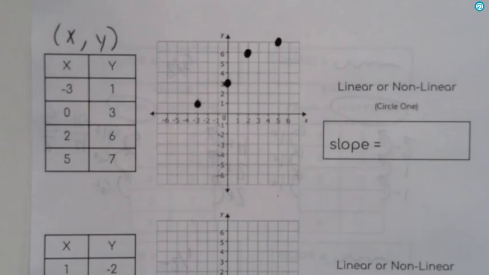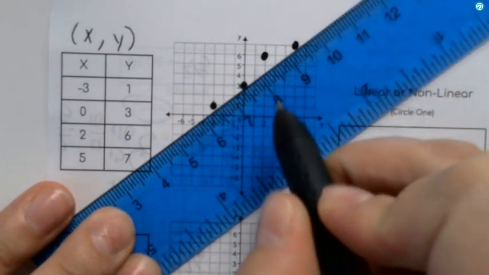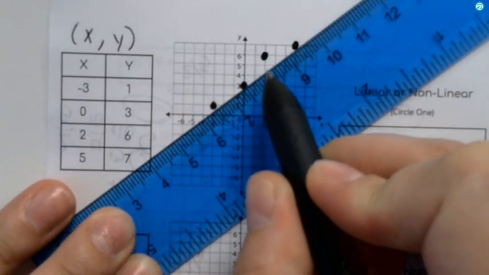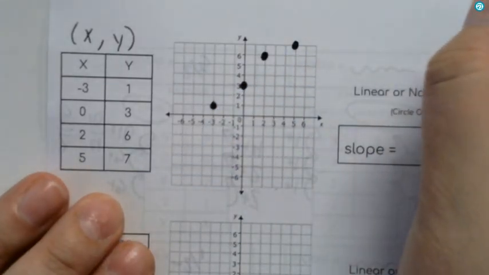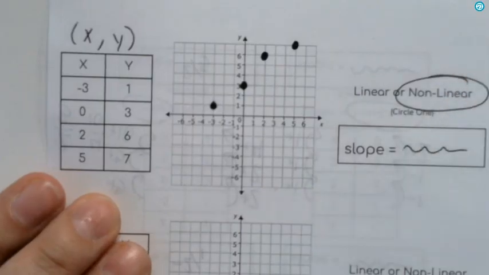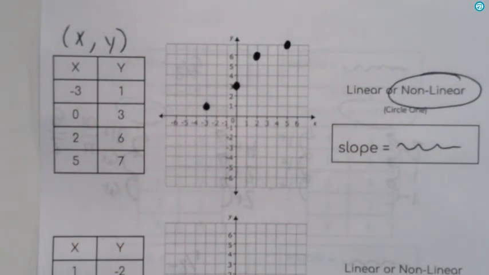Is that a straight line? No, it almost is, but that one is off, okay? So you got to be super precise when you're graphing, and then you can't just assume, you got to actually check. So that one's non-linear, and we are not going to find a slope because it's not a line, so we can't find a slope.